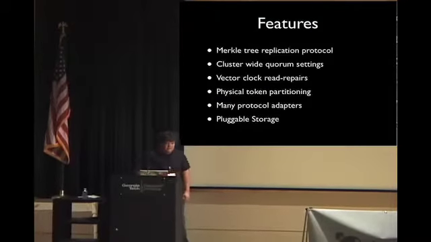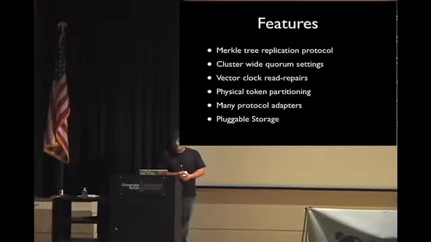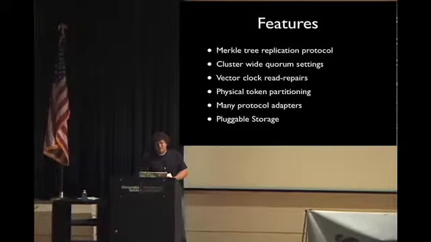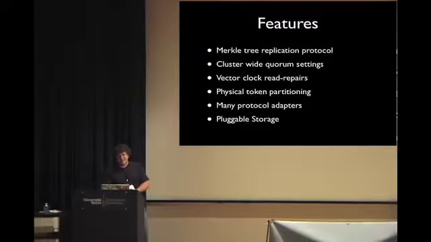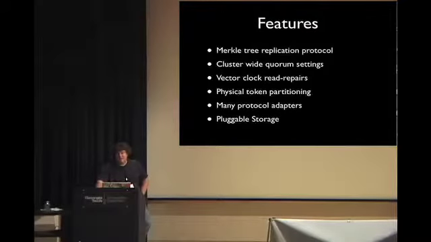All right, so here's some of the features of Dynomite. We have a Merkle tree replication protocol. The quorum settings are cluster wide, which is an interesting choice that I wish I didn't make, but it sort of is what it is right now, and it wouldn't be too hard to fix.